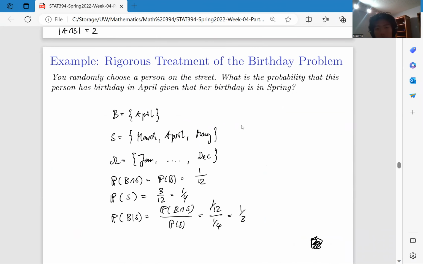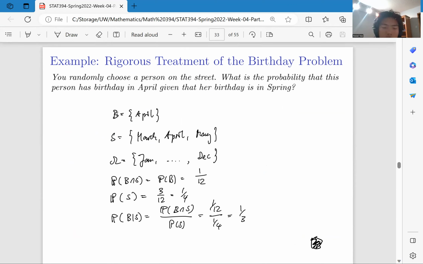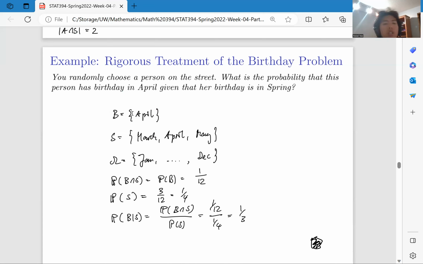And now we want to give a rigorous treatment of the birthday problem. You randomly choose a person on the street, and what's the probability that the person is born in April, given that we already know he is born in spring? So we will use 3 different sets. B is April, which means B is his birthday month. And spring S equals March, April, and May. But by my sense, spring would be these 3 months: February, March, and April. And Omega is 12 months.